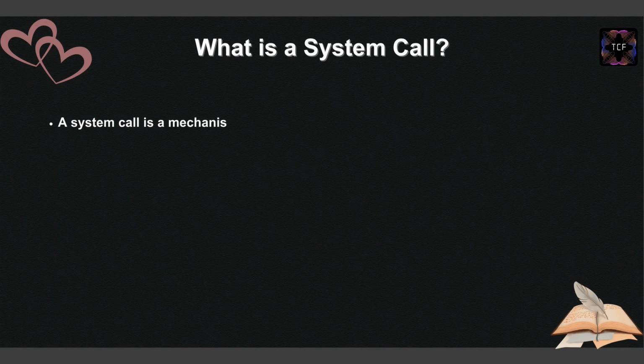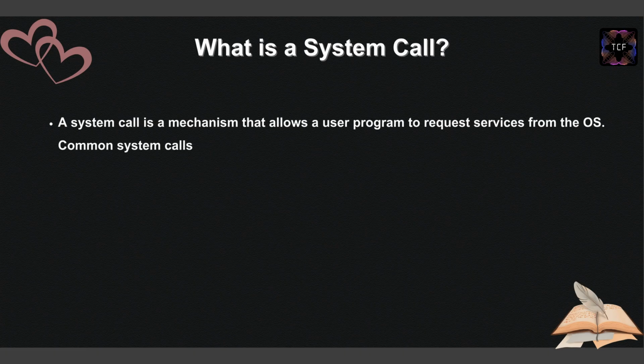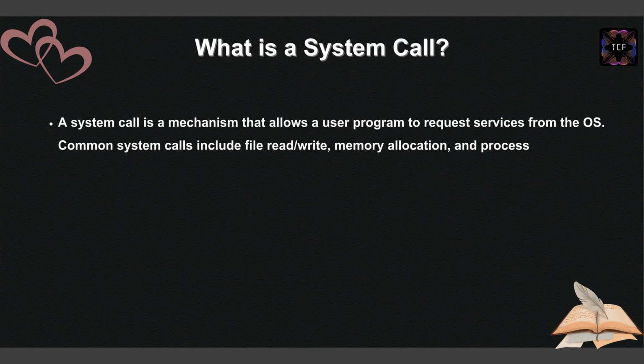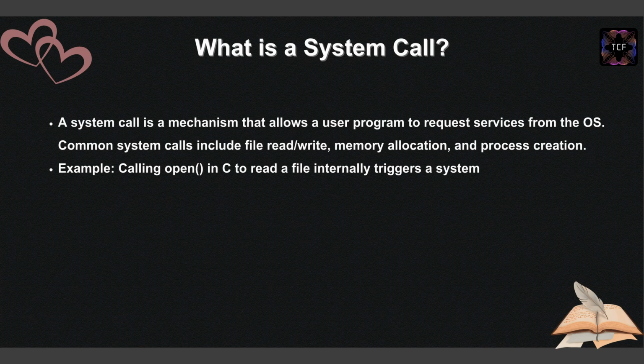What is a system call? A system call is a mechanism that allows a user program to request services from the OS. Common system calls include file read or write, memory allocation, and process creation. Example: calling open() to read a file internally triggers a system call to the kernel.